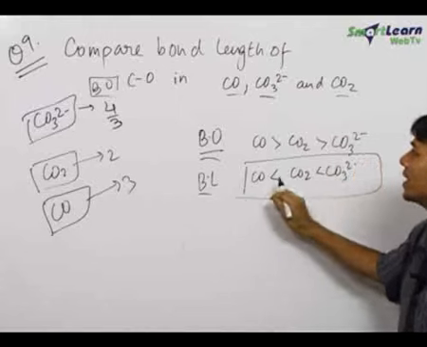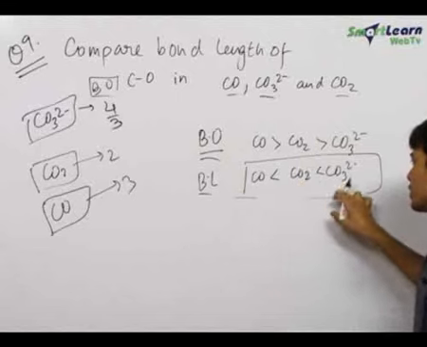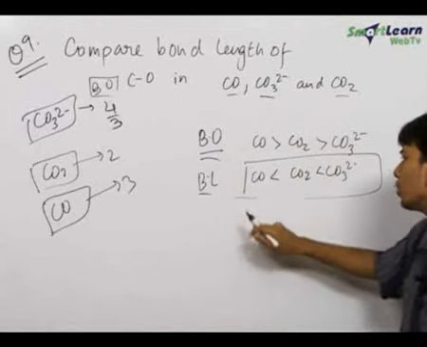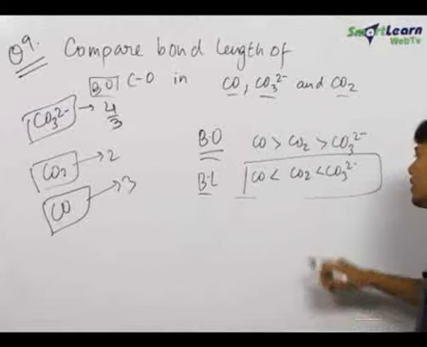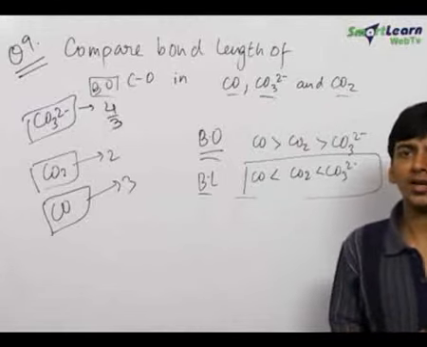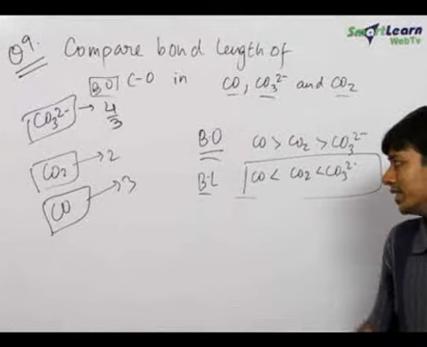So we get the final answer for the bond length comparison of CO, CO2 and CO3 2- to be: the bond length of carbon monoxide is less than that of carbon dioxide, which is again less than that of CO3 2-. So this is our final answer. So whenever you need to compare the bond length, you can also compare the bond order to get the answer.